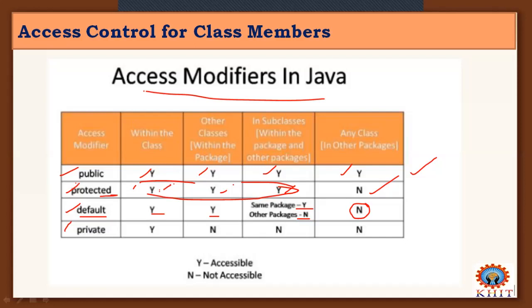And coming to private members of a class, they are allowed only within the class and not in any other case. Within the package not allowed, and subclasses within the package or outside the package not allowed, other packages strictly not allowed. And here yes indicates that accessibility is possible, no indicates not accessible. So these are the access modifiers in Java specifically for members of a class, either a variable or a method of a class.